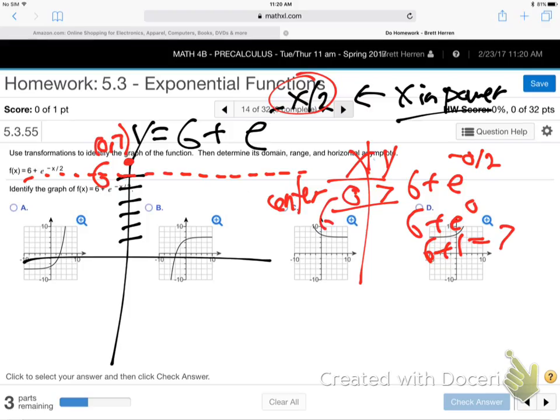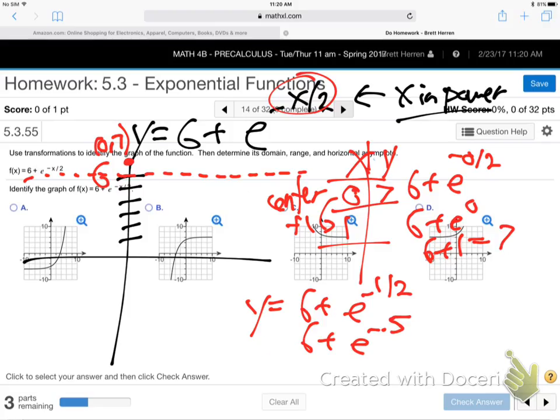Now, what do we do? We always just add 1. Plug in 1. Use your calculator. So 6 plus e to the minus 1 over 2. You can just type that in your calculator. You can use negative 0.5, that's easier. Anyway, I have no idea what that is.